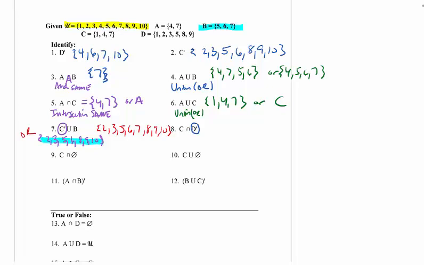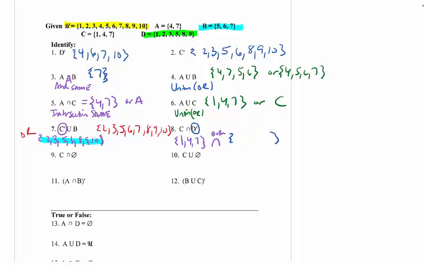So I am just going to bring it down. C is actually 1, 4, and 7. This is my and, which is what's in both. My D prime is going to be looking at this, and we're saying what's left over.